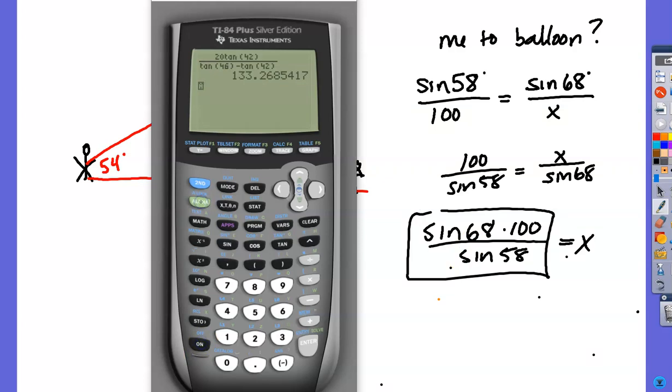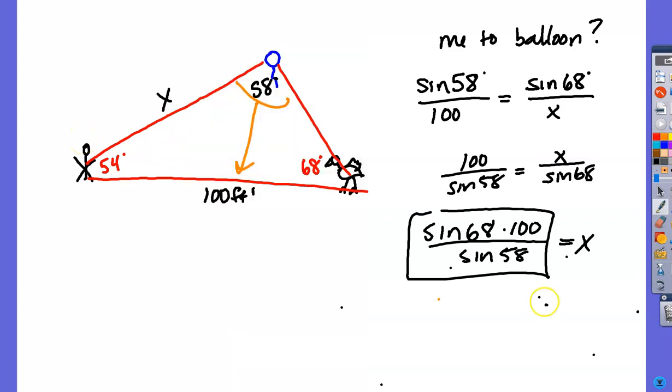So I'm going to say x equals, and I'm going to plug it in in the order that I have it, 100 times the sine of 68. Just make sure you close off that parentheses, because that 100 is not inside the angle. And then divided by the sine of 58 on the bottom. So 109.3. So I'm about 109.3 feet from the balloon.